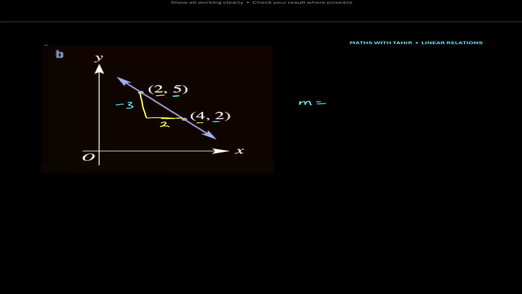So my gradient is negative 3 on 2. So we've got y equals negative 3 on 2, x plus c. Okay, we don't know what my y-intercept is in this question. So we need to work that out. And to do that, we could just choose either the first point or the second point. I'm going to choose the second point and substitute it into here. So let's write out the point. It is 4, 2.